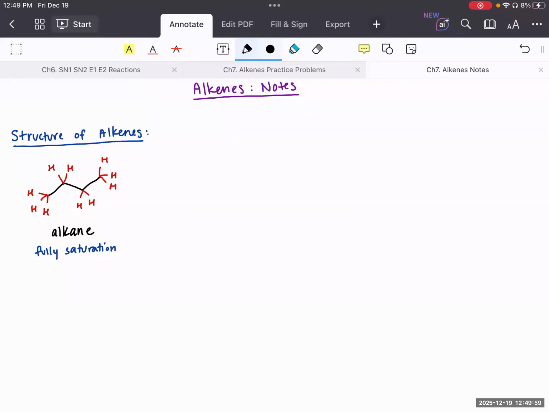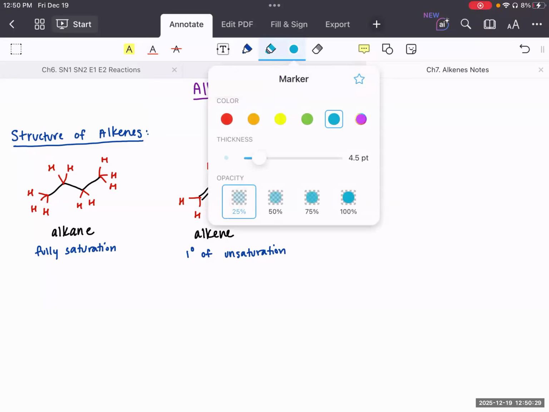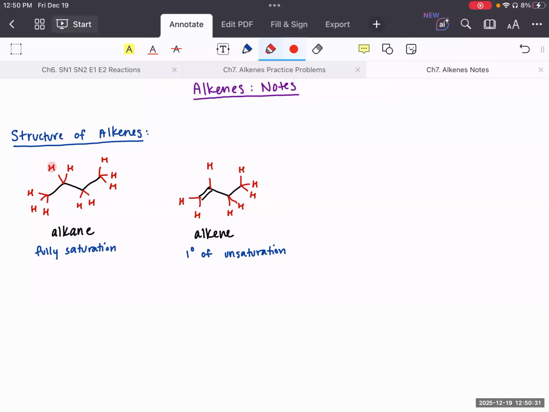However, let's add a double bond here to one of the sides. And so here, what we did was we added in a double bond. And so to form that double bond, it would mean that we lost hydrogens on the carbons where that double bond formed. And so here we have 1 degree of unsaturation because we have 1 double bond. And so we lost 2 hydrogens. And I can highlight the hydrogens that we lost here in red.